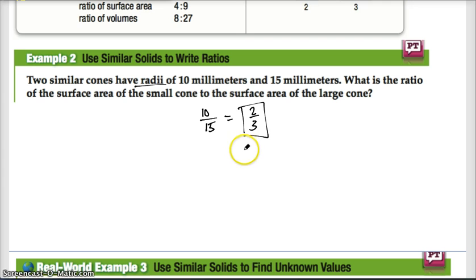So now that I've got 2 to 3, then I know that the surface area would be, I'll write it like this, 2 to 3. That's the linear. When I'm dealing with the area, it's going to be 4 to 9. You can look up here and see that that's what we had last time, or you can recognize that we're just saying 2 squared, 3 squared is how we get those values.